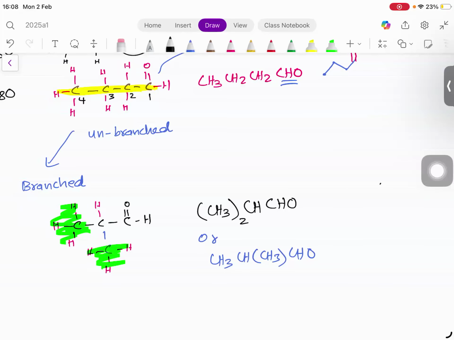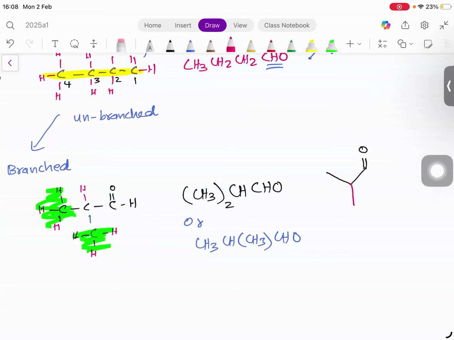Skeletal, how many carbons in the chain? 3 carbons in the chain. Here is the double bond. And where is the branch? Here is the branch. Is it so?